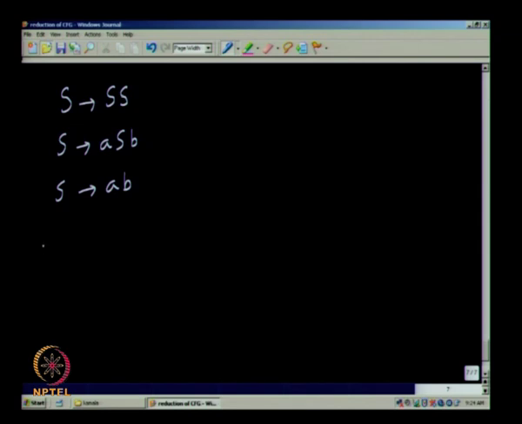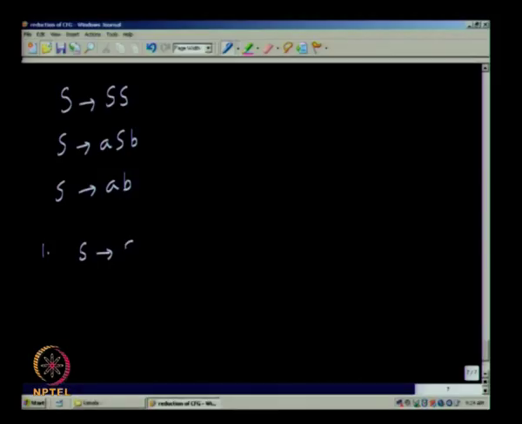So, what is the first step? For every terminal symbol, introduce a new non-terminal. So, the rules will become S goes to SS, S goes to ASB, S goes to AB, A goes to a, B goes to b. This is the first step.